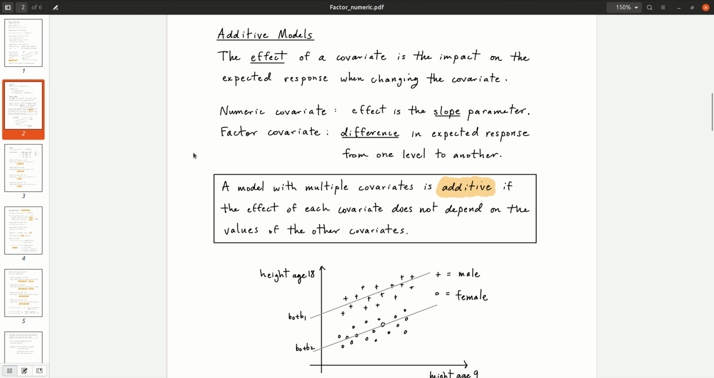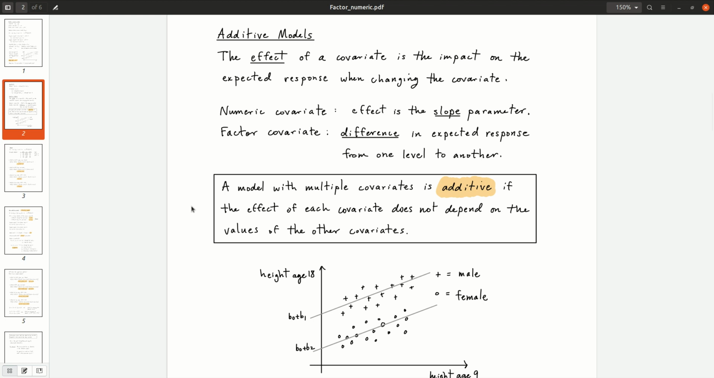So the way we're going to talk about this is if you change the level from 1 to 2, how much do you expect the response to change? And that is what we're going to talk about as the effect of the factor. And of course, for a single factor, if there's 6 different levels, you're going to have many different effects associated with that factor. So you have an individual effect for each level of the factor.